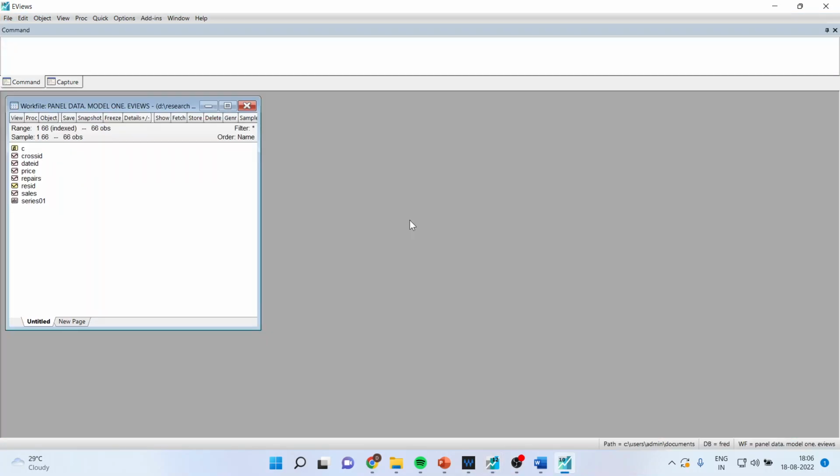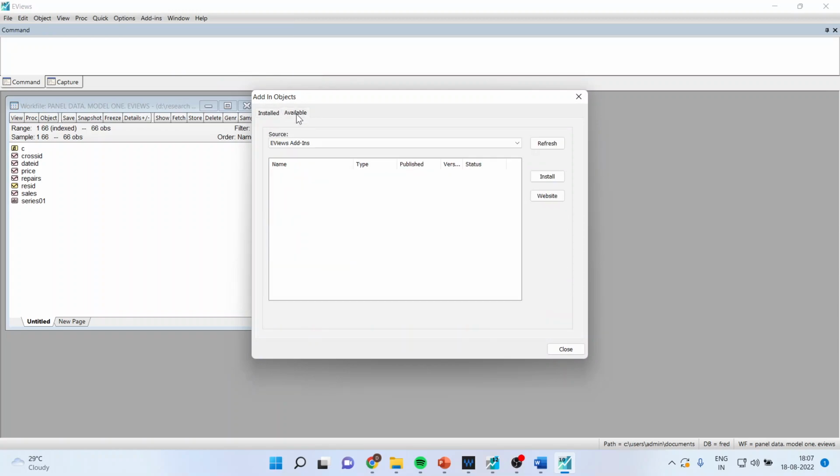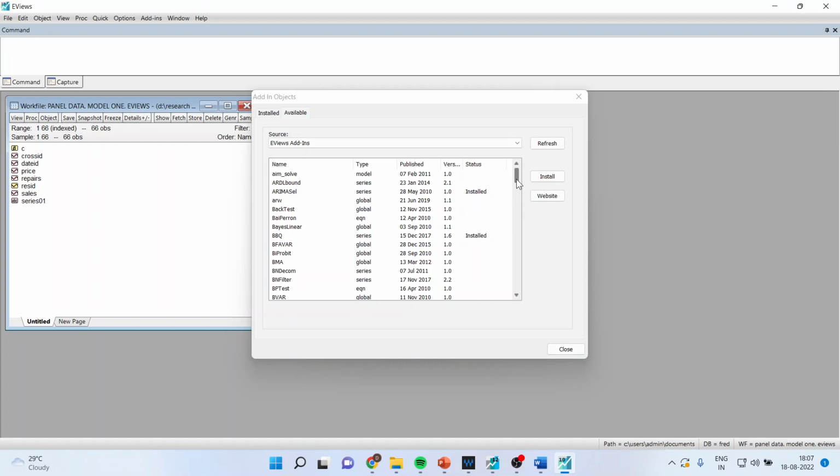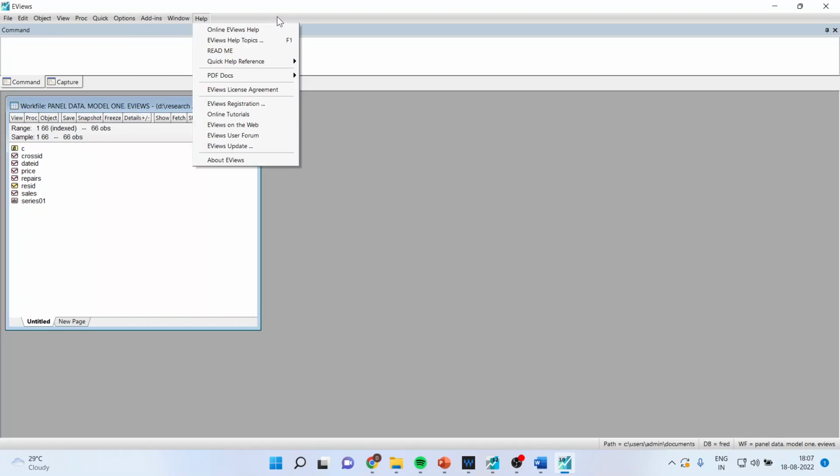Now, to run any NARDL model, we will have to go to add-ins, manage add-ins, and make sure that you install the NARDL model from here. Activate this and press install. Once the installation is completed, you will be able to see the model here.